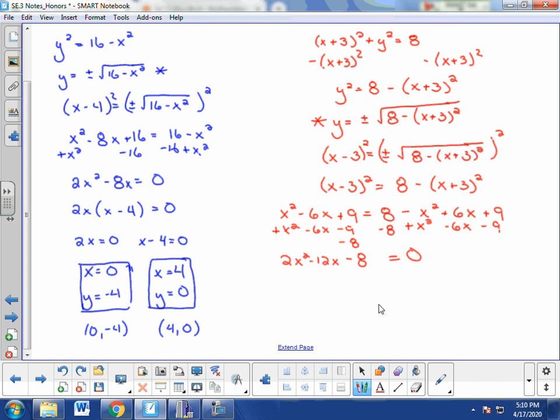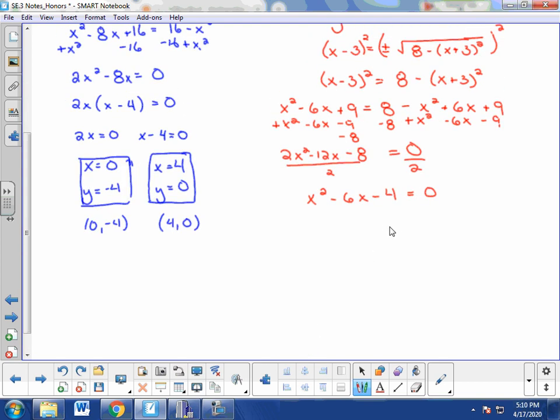I can try to factor this, but I could also notice that I can simplify here. I can divide both sides of the equation by 2. Everything divides by 2 here, so 2x squared divided by 2 is x squared. Negative 12x divided by 2 is negative 6x. Negative 8 divided by 2 is negative 4. So if you wanted to factor there, you could try, but it's easier here to simplify this equation.